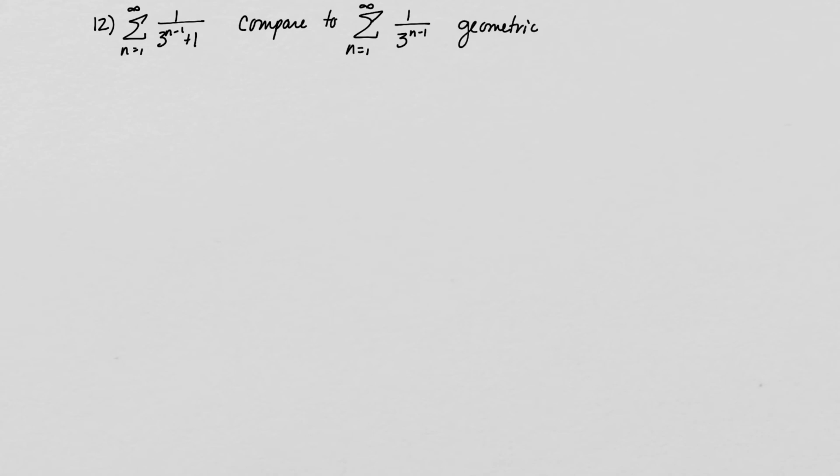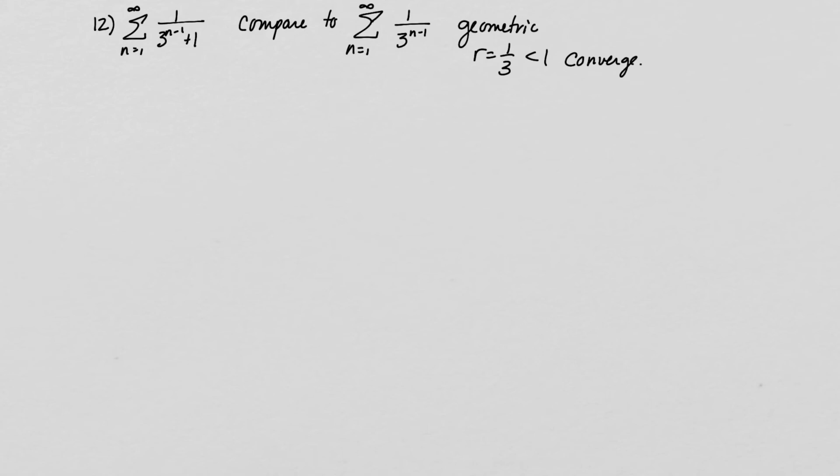Okay, so the next one here is number 12. Number 12 gives the summation n equals 1 to infinity of 1 over 3 to the n minus 1, plus 1. Again, it looks almost like a geometric series, but I have that plus 1 part. So I'm going to try the comparison test. Compare to the summation n equals 1 to infinity. Biggest thing on the top is 1. Biggest thing on the bottom, 3 to the n minus 1. So this is just a geometric series, where r is 1/3, and 1/3 is less than 1, so it's going to converge.